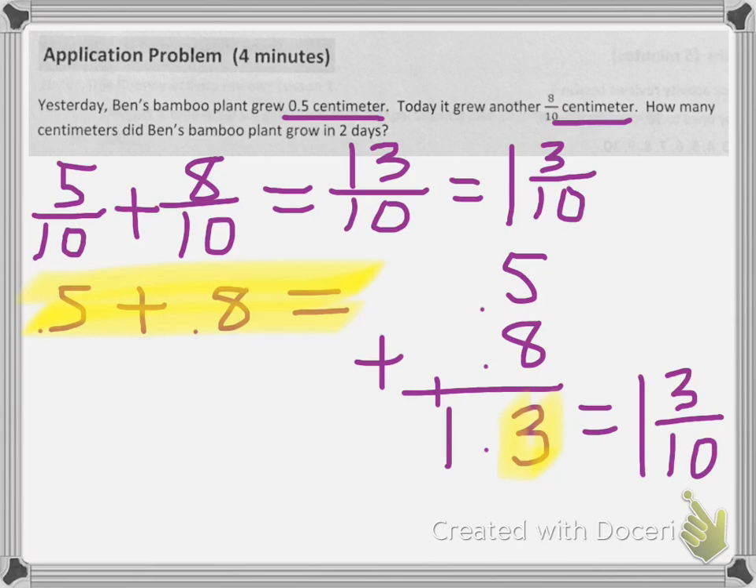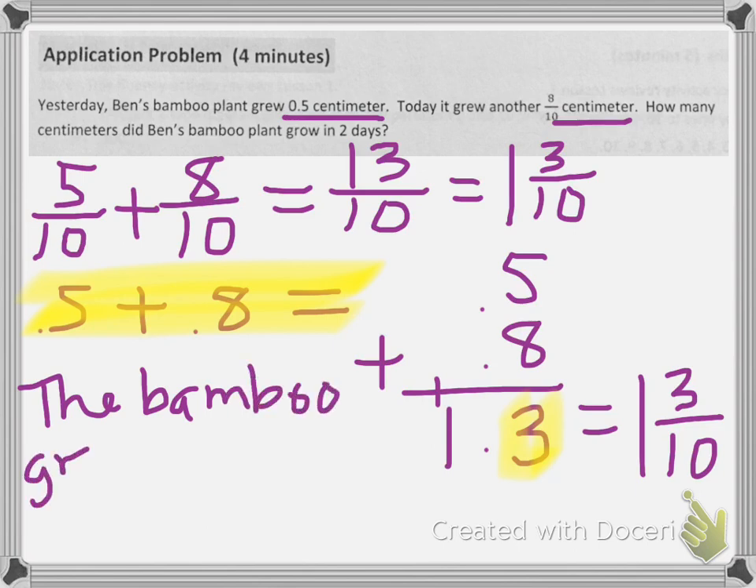Okay, so we learned a new place value yesterday. After the decimal, we have the tenths. Okay, so that's pretty cool. So the bamboo grew 1.3 centimeters.